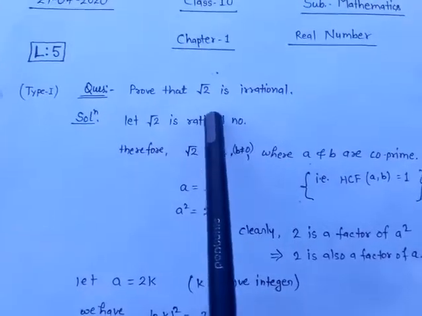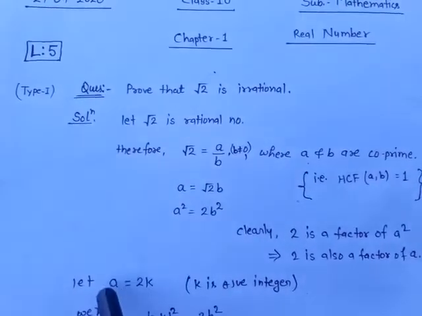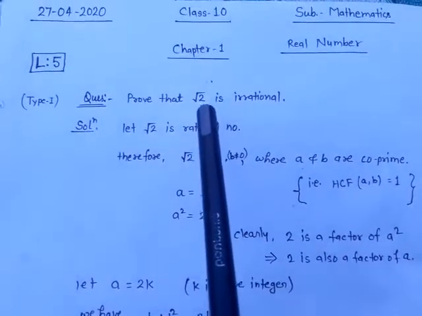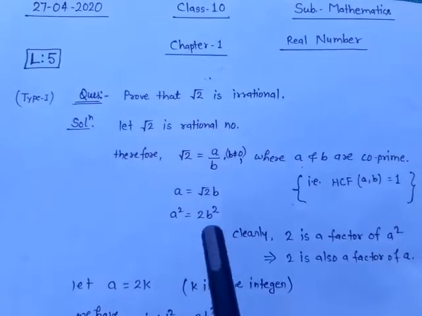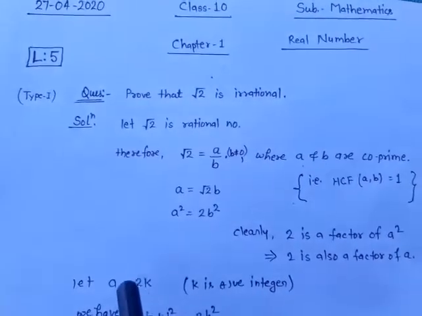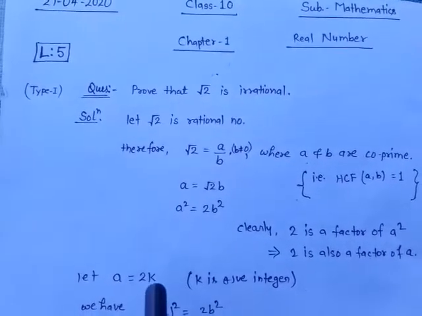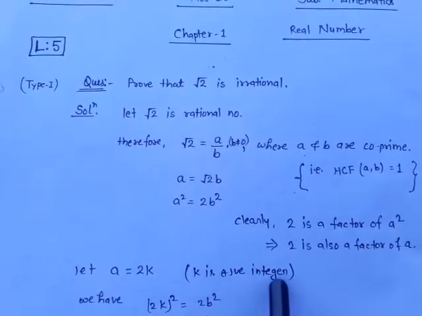How do we assume this a is equal to 2k? See, here we are proving root 2 is irrational, so we assume a is equal to 2k. If we prove the question root 3 is irrational, then we assume a is equal to 3k. If it is root 5, we assume a is equal to 5k. For root 2 we take a is equal to 2k, where k is a positive integer.